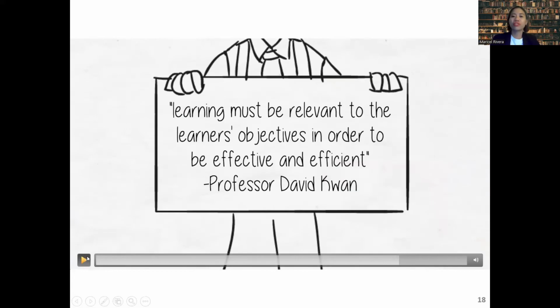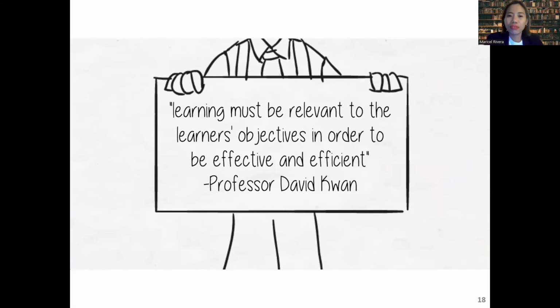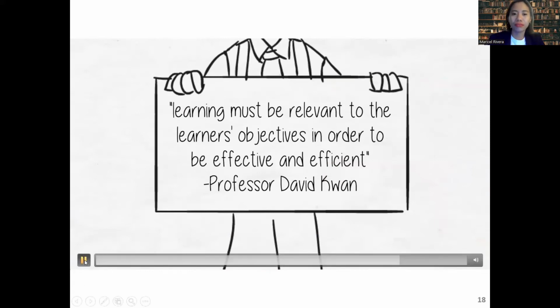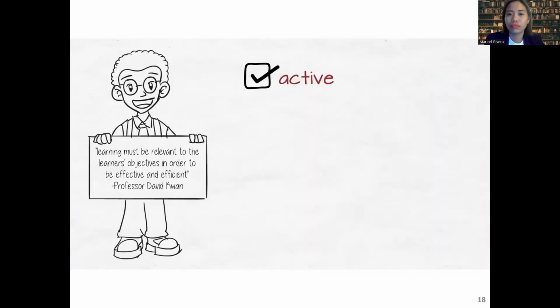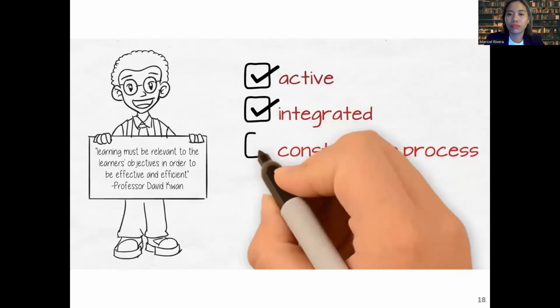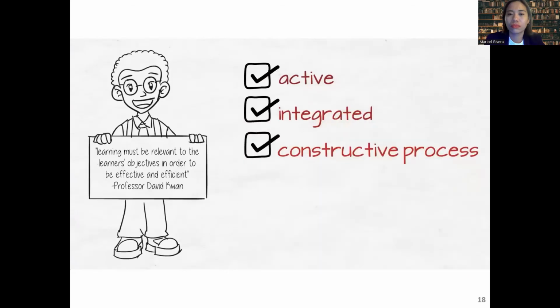According to Professor David Kwan, learning must be relevant to the learner's objectives in order to be effective and efficient. I like this. To be effective and efficient. So it's important for the problem or activity to be relatable. In order for learning to occur at all, it should be active, integrated, and a constructive process, which is influenced by both contextual and social factors.